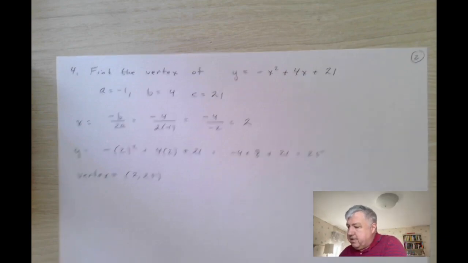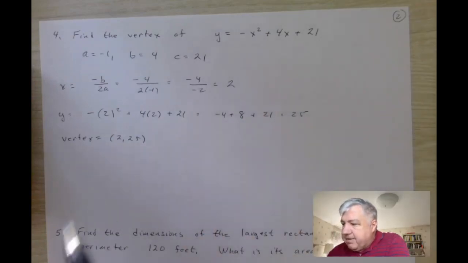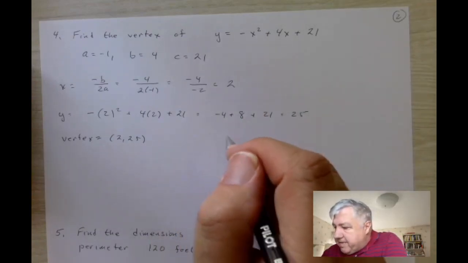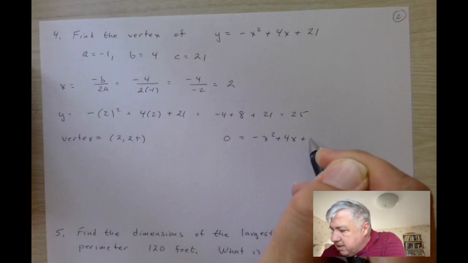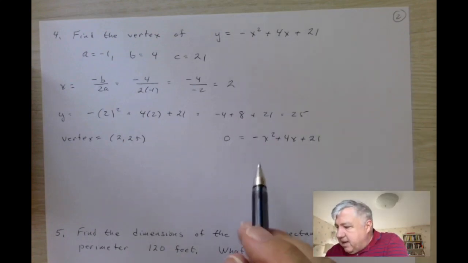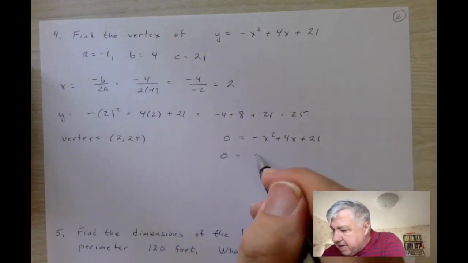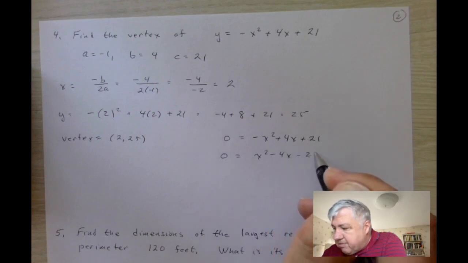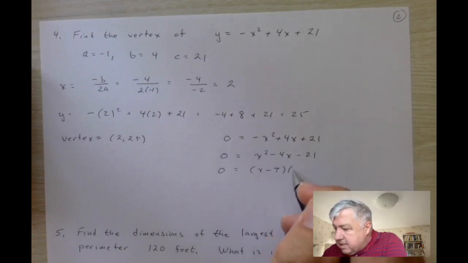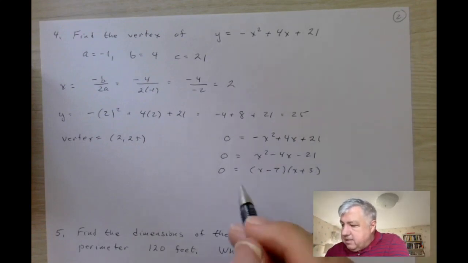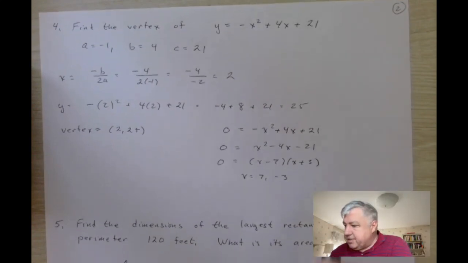Now in this case, you can actually find the x-intercepts because they're kind of nice if you're good at factoring. If you find the x-intercept, you set this equal to 0. And you can sort of see that maybe you can factor this. I'm going to change the minus sign, multiply both sides by negative 1. So negative 0 is just 0, and we get x squared minus 4x minus 21. And this actually factors as x minus 7 times x plus 3. So x is equal to 7 and negative 3. Those are our x-intercepts.